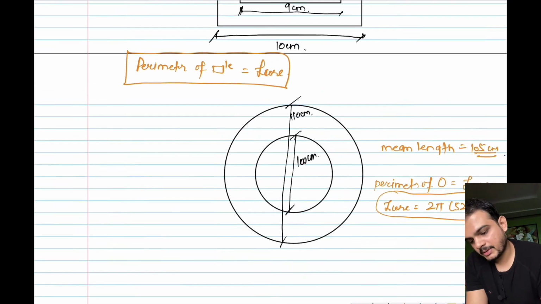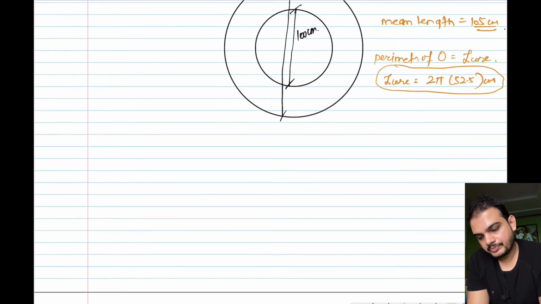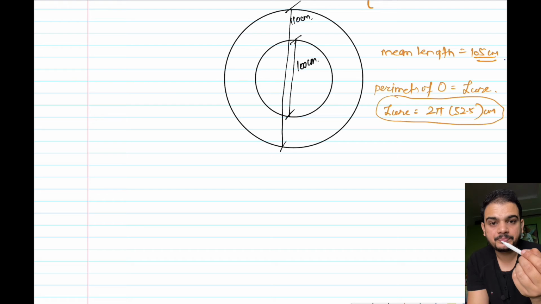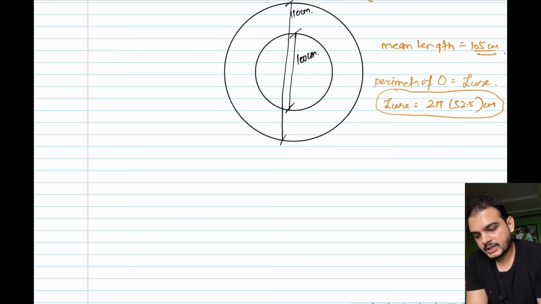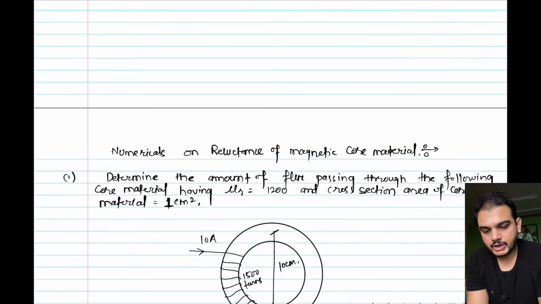And here the perimeter of a rectangle is how much? 2 into (length plus width). So this is how we calculate the length of core for a circular core or for a rectangular core. For reluctance calculation we will always calculate the mean length or mean diameter. So with this basics, let's take a numerical question.